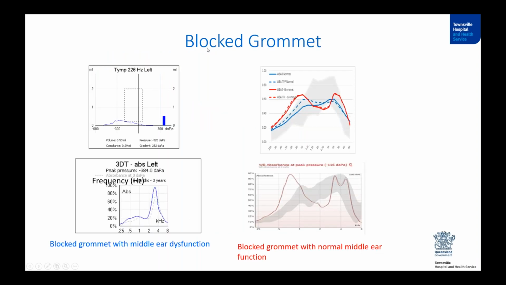Whereas on the contrary, this is the patent grommet, a grommet that is working fine, and here we have a grommet that is blocked, but with a middle ear dysfunction behind it as well. With a blocked grommet, if it's a normal middle ear function, you see that the absorbance is improved, whereas if there's an abnormal middle ear function, you tend to see that the whole absorbance is reduced compared to a normal pattern.